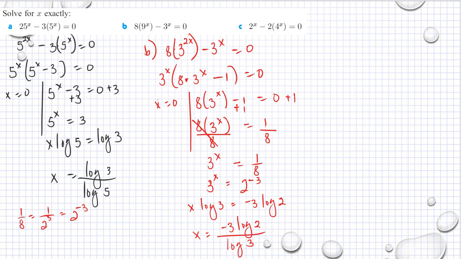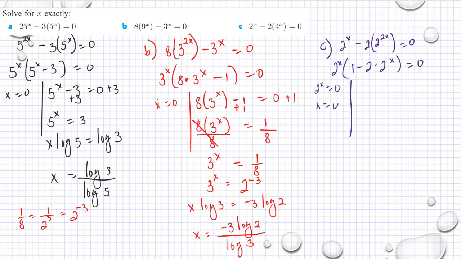Okay. C, we have 2 raised to x subtracted by 2 multiplied by 2 raised to 2x is equal to 0. Then we have 2 raised to x as a common factor. Then we have 2 raised to x times (1 minus 2 multiplied by 2 raised to x) is equal to 0. The first one, 2 raised to x is equal to 0. We have x is equal to 0. Not much interest for us.